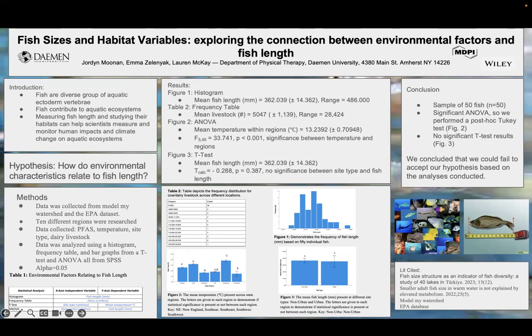Our t-test was fish length present at different site types, and findings showed that there was no difference between the fish length and their site type. We failed to accept our hypothesis based on the analysis conducted.